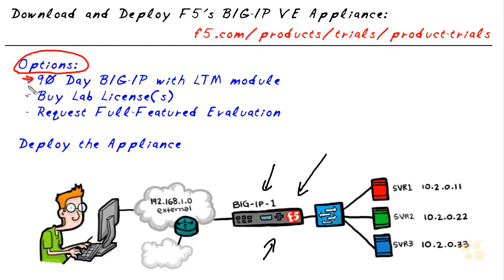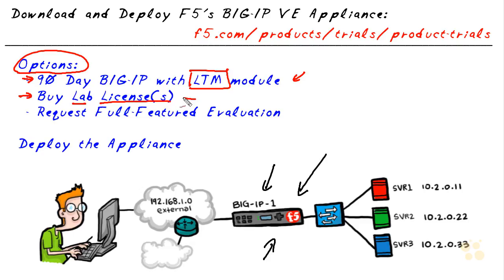We can actually download a 90-day Big IP eval, which includes the LTM module, that's the local traffic manager. And we can download that as a virtual appliance and plug it into our virtualized environment so we can practice with it. Another option that we have is we could purchase what are known as lab licenses. And as of this week anyway, they're about $100 a piece.